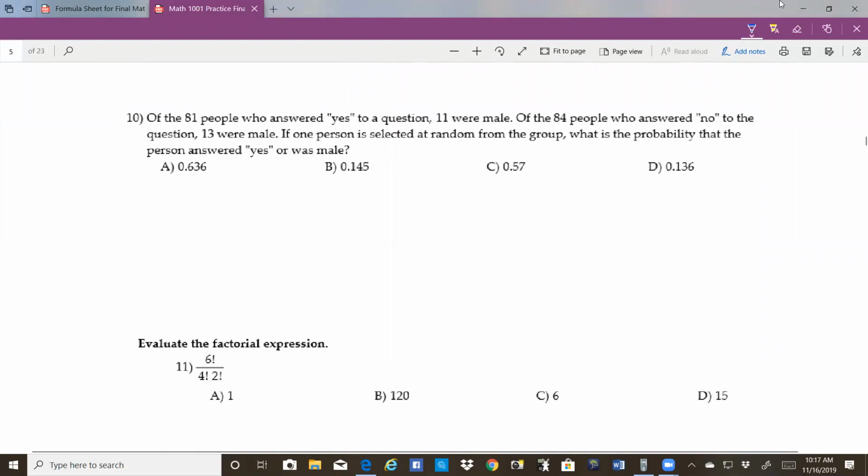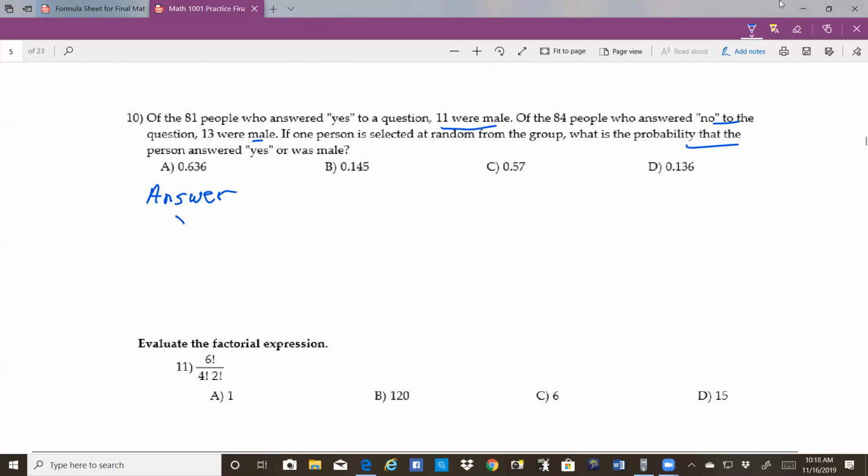Of the 81 people who answered yes to a question, 11 were male. Of the 84 people who answered no to the question, 13 were male. If one person is selected at random from the group, what's the probability that the person answered yes or was male? Well, we need to put together a table here.